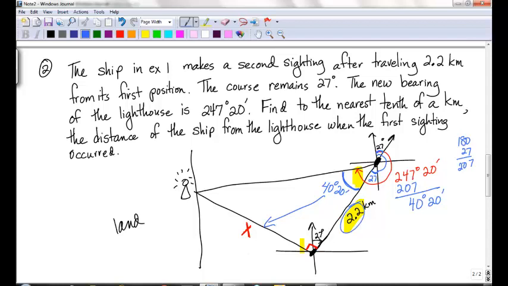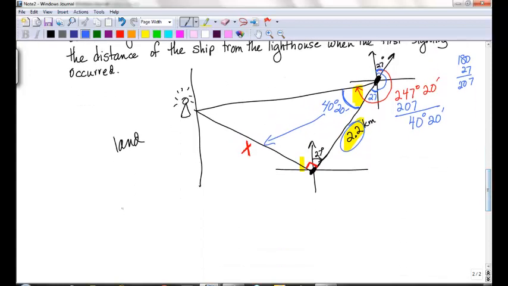Now we have enough to figure, in terms of that angle, what side is this? Opposite, and this one would be adjacent. Opposite over adjacent: tangent. So we have tangent of 40 degrees 20 minutes equals opposite over adjacent, which is x divided by 2.2. Now we need to figure tangent of 40 degrees 20 minutes.